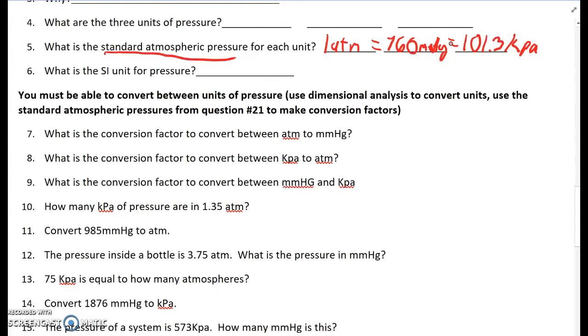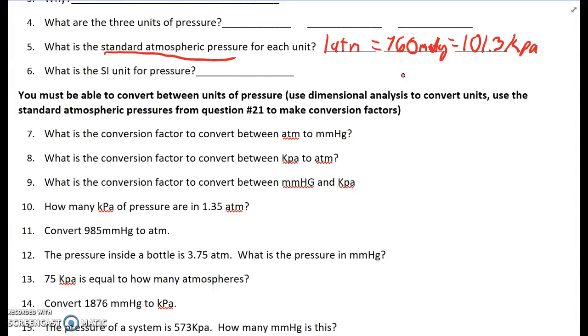They're just different units. So this would be like the same as 1 meter is equal to 100 centimeters, which is equal to 1,000 millimeters. The same length, just different units. These 3 pressures are the same pressure, just in different units: 1 atmosphere, 760 millimeters of mercury, and 101.3 kilopascals. So I can use these values of standard pressure to create conversion factors. And all we need to convert between units of pressure is dimensional analysis.